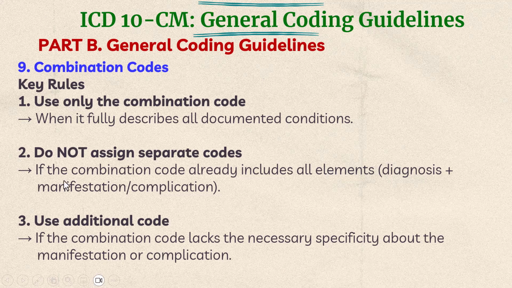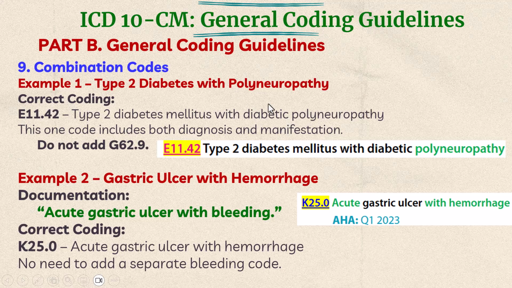So you have to be thorough with this. So let's see some examples. Example 1, type 2 diabetes with polyneuropathy. So here the correct coding will be E11.42. E11.42 is type 2 diabetes mellitus with diabetic polyneuropathy. So this one code includes both the diagnosis and manifestation.